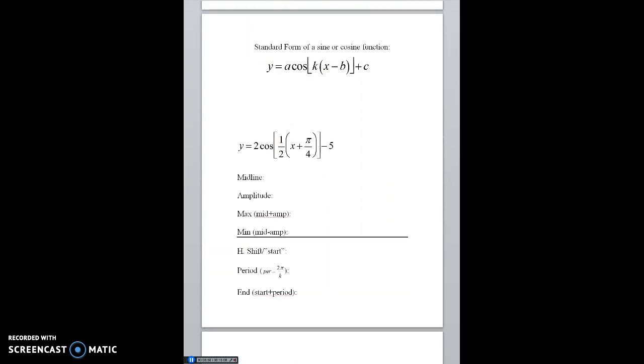Standard form of a sine or cosine function is y equals a cosine of k times (x minus b) plus c. In the formula, a, the number out front, is the amplitude. That's the distance between the midline and the maximum of the function. K is the number I was telling you about that controls the period. B is the horizontal shift. And c tells you where the midline is.